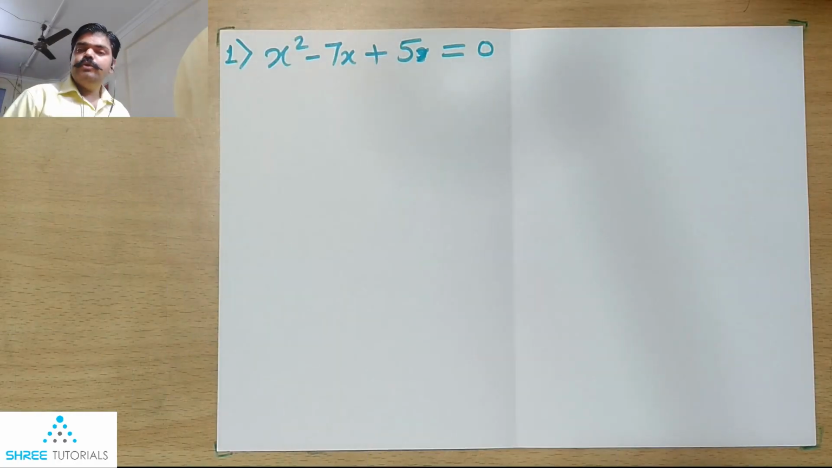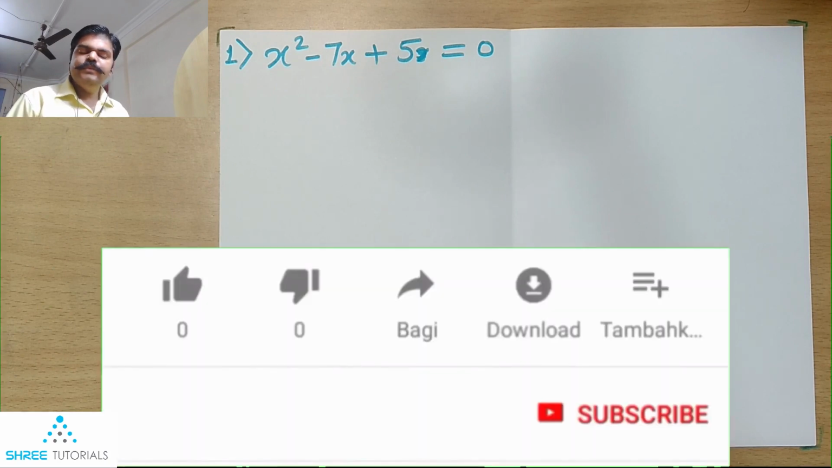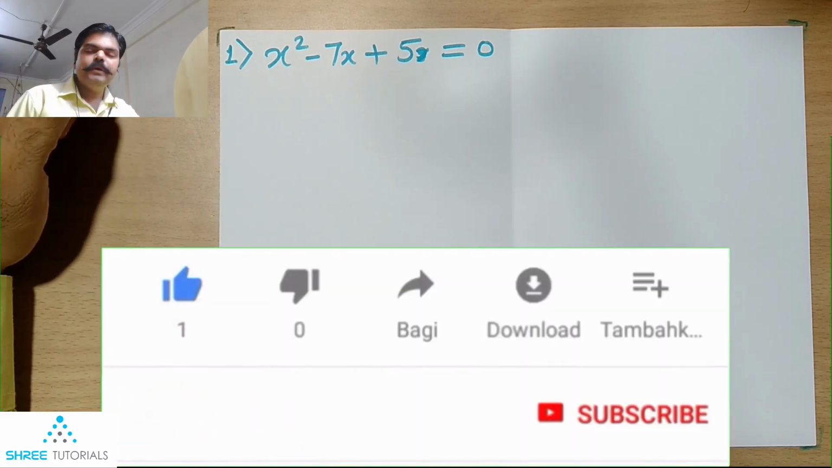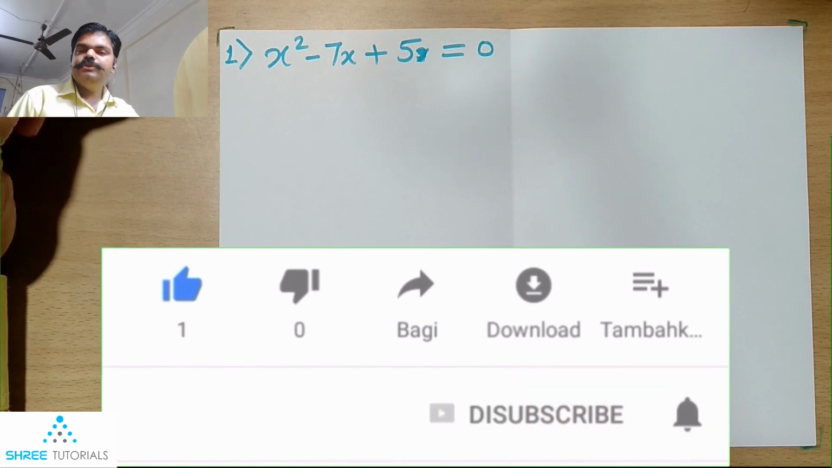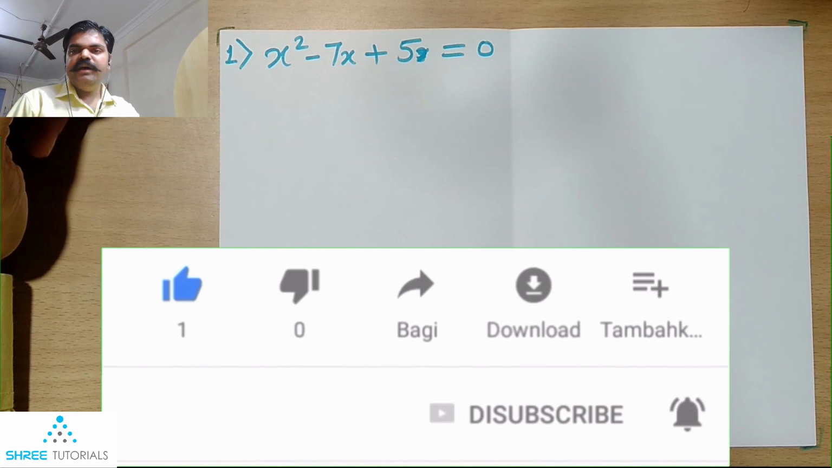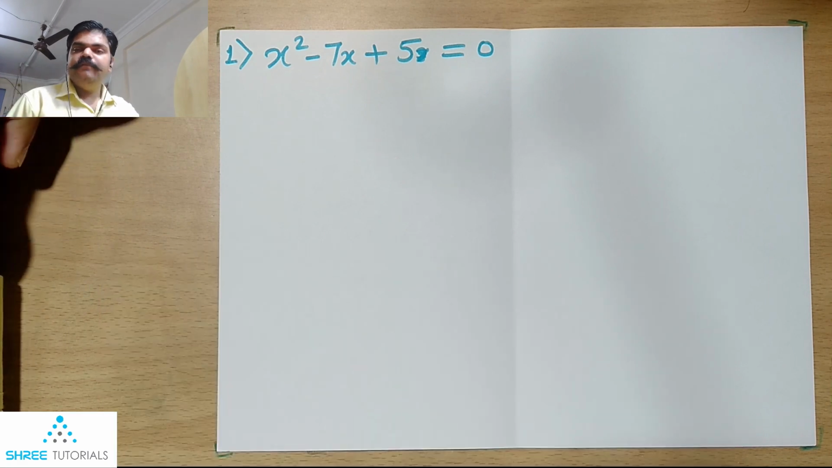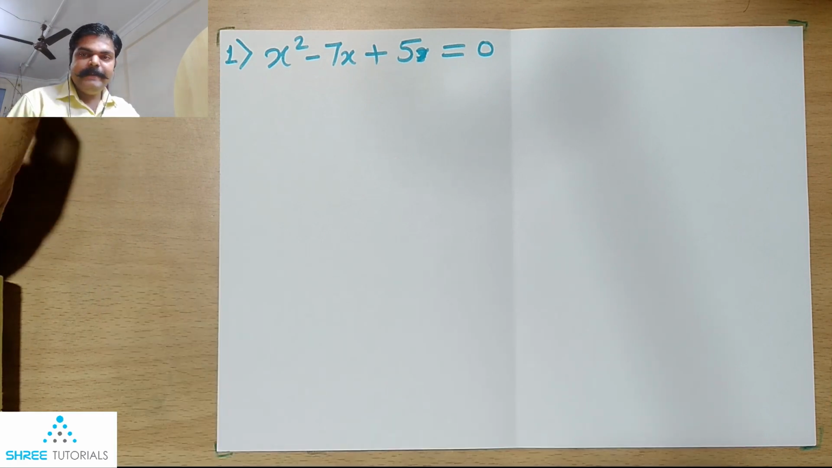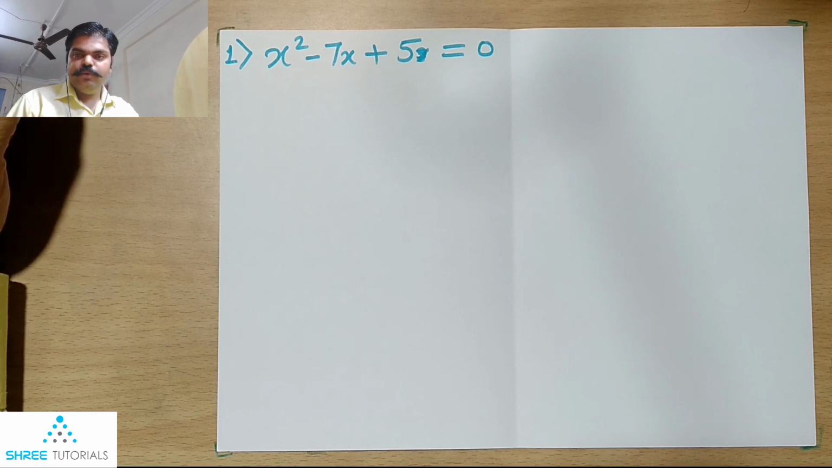Alright, so in the problem you are going to solve, what they have asked us to do is compare this equation with the general form of the quadratic equation, and by that comparison calculate the values of the constants a, b and c. Those are the things we have to do.